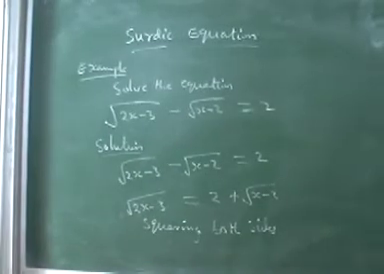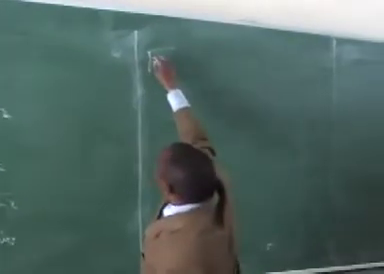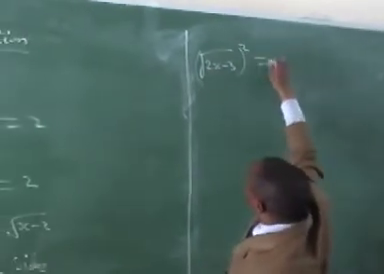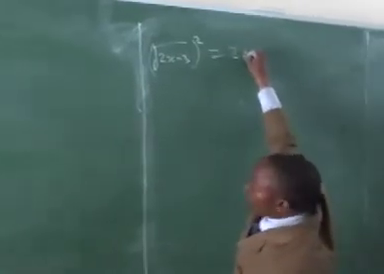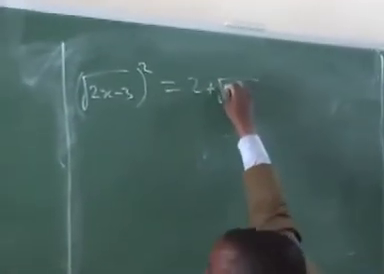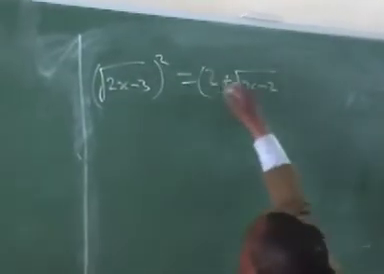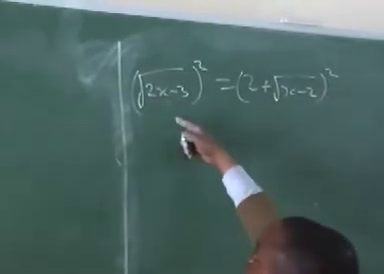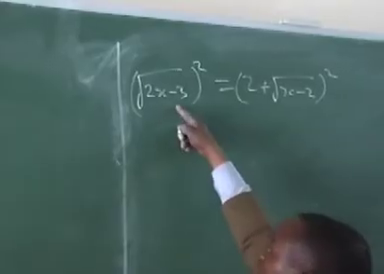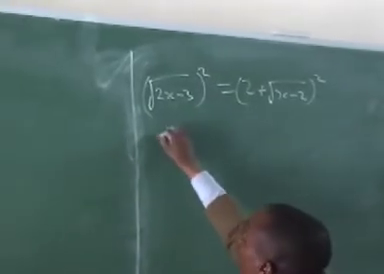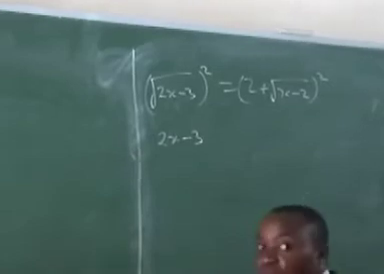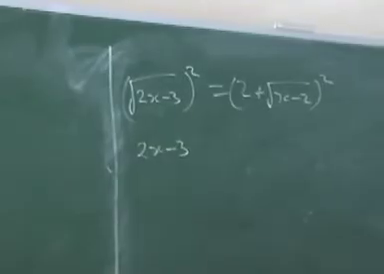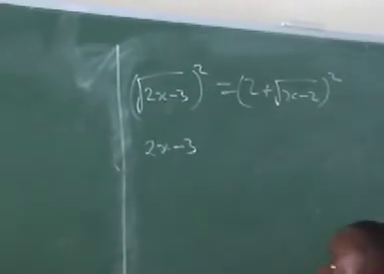If I square both sides, I will have square root of 2x minus 3, squared, will be equal to 2 plus square root of x minus 2, squared. Then this one, square root of 2x minus 3 times square root of 2x minus 3 will give me 2x minus 3. Remember from our rule of surds, that when you multiply a square root of a number by the same square root, the answer is that quantity inside the square root.